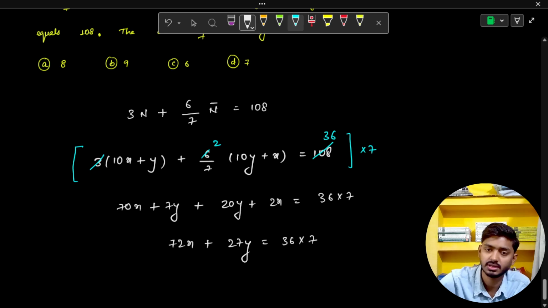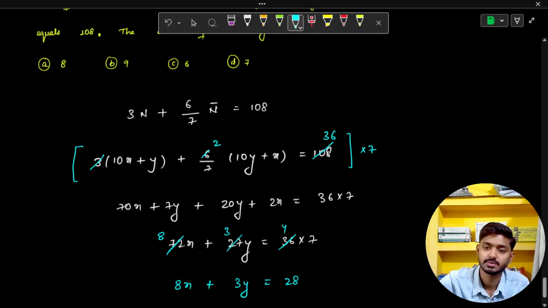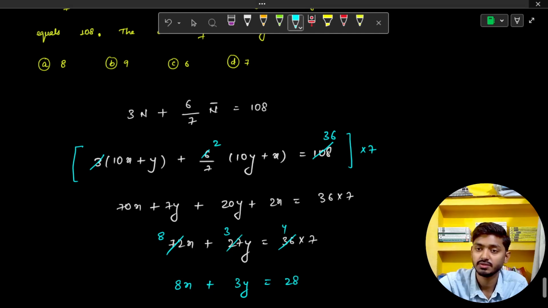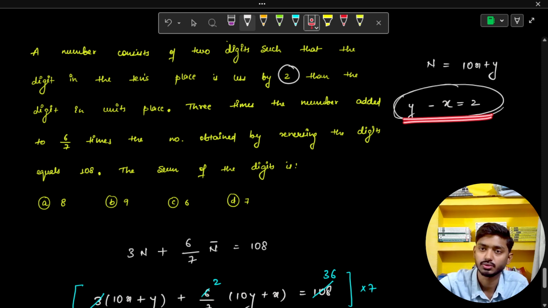Now I can see that all the 3 terms are divisible by 9. I'll do that. 8, 3 and 4. Well, we get 8x plus 3y equals 28. Now, we were actually given an equation in the above section, which is y minus x equals 2. Shall I write this to be y equals x plus 2?